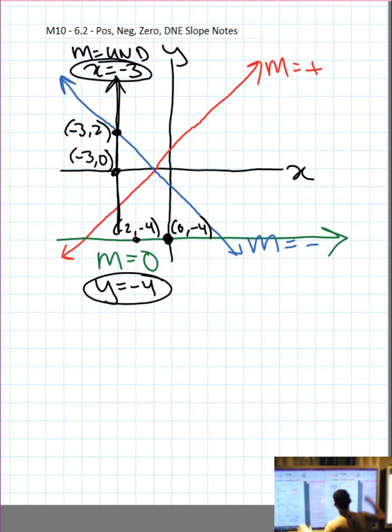In review, up to the right is positive. Down to the right is negative. Horizontal is 0. Vertical is undefined. Anytime you can make monkey movements, you're going to have so much better memory between your brain and math. Okay, so now we're going to look at calculating the slope.